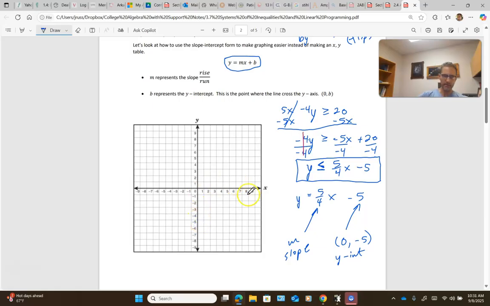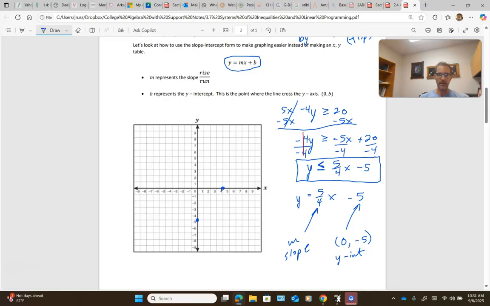This is where my line intercepts the y-axis. And then I'm going to let the slope dictate where I go from there to arrive at my second point. So it's positive, so I'll be rising and running. So I'll start right here, and I'm going to rise 5, and I'm going to run 4. And it puts me, interestingly enough, right on top of the x-axis.